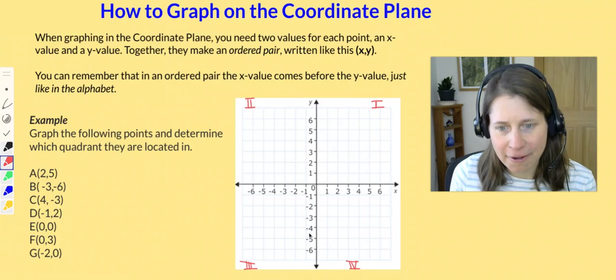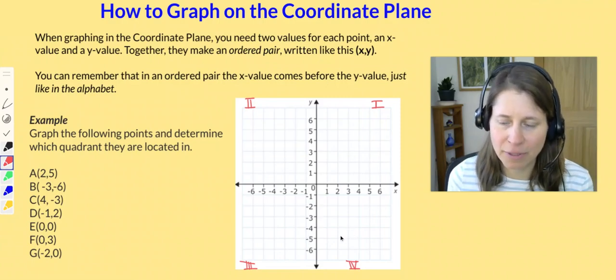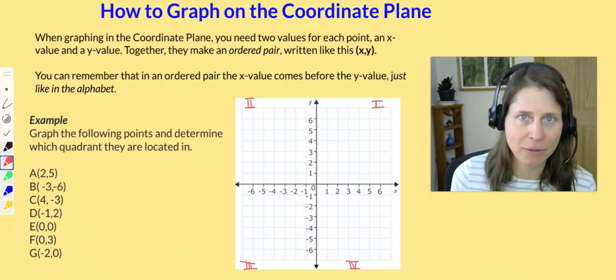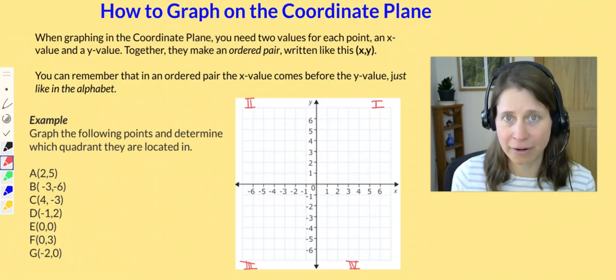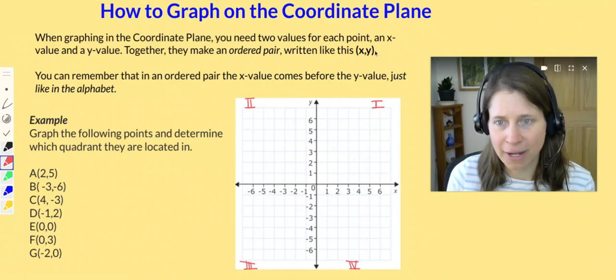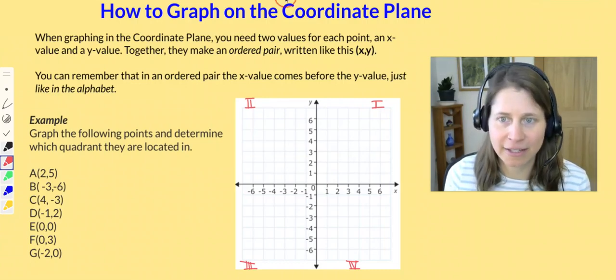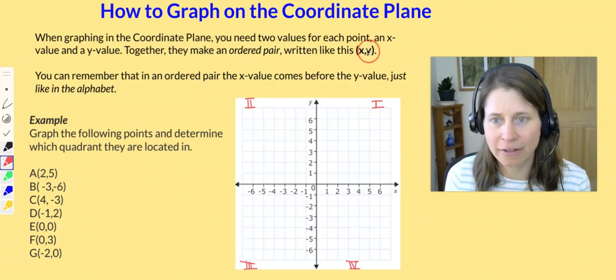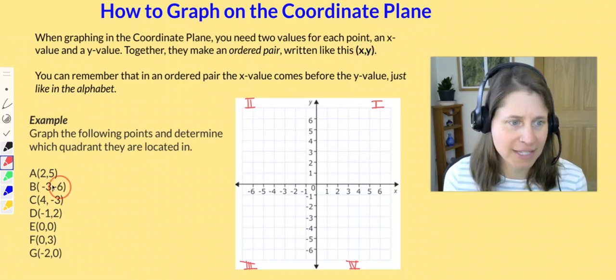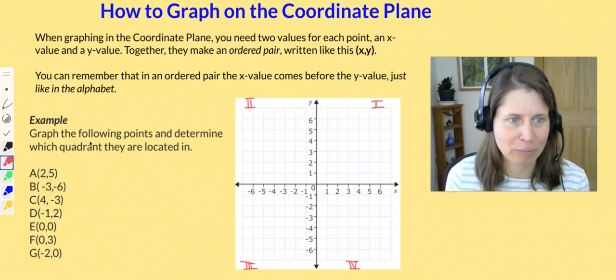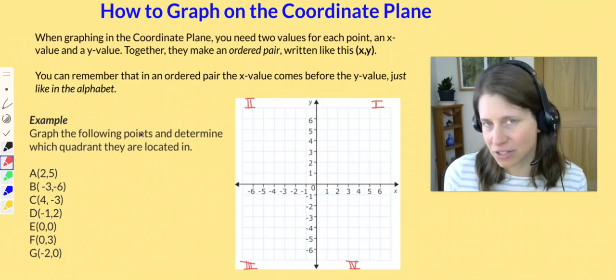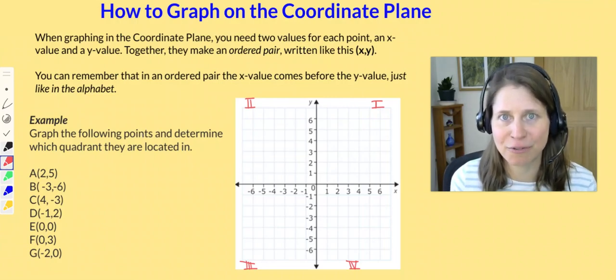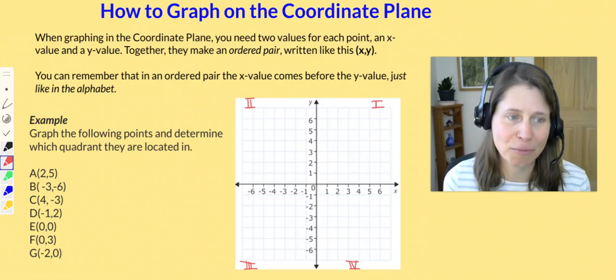And so when we're graphing points on the coordinate plane, we need 2 values. We need an x value and we need a y value. And together they make what we call an ordered pair. And the format for the ordered pair is written like this, where we have the x first, comma, the y value, and then they're written in parentheses, just like we see down here. Okay, and we'll get to that example in a minute. A helpful way to remember which comes first, the x or the y, is just to think about the alphabet, and the x comes first in the alphabet, so the x comes first in your ordered pair.